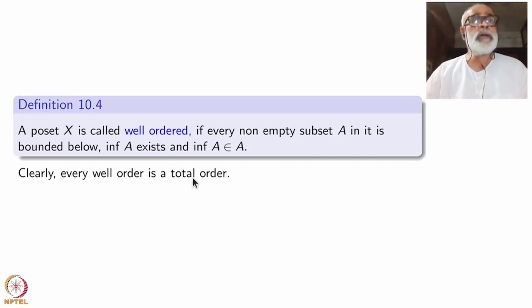A total order may not be a well order. You can just take the example of all the integers. Subsets of that set may not have an infimum, which we know. All right.